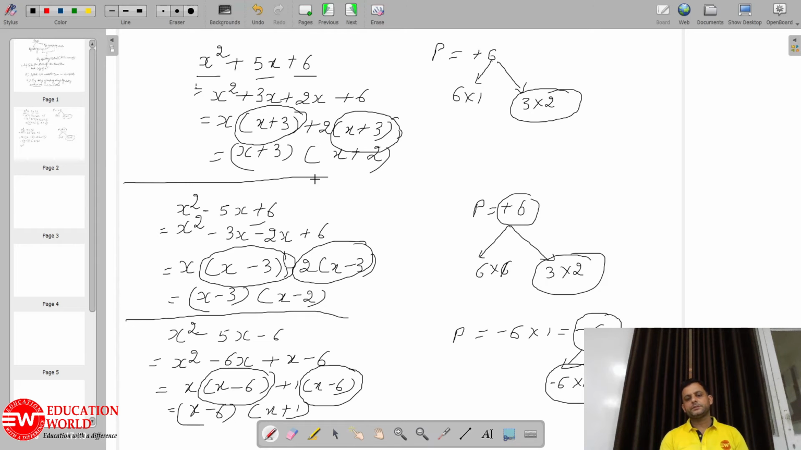So these two terms will always be the same if your splitting is correct, and if the splitting is not correct, they will not be the same. So let us do one more question.